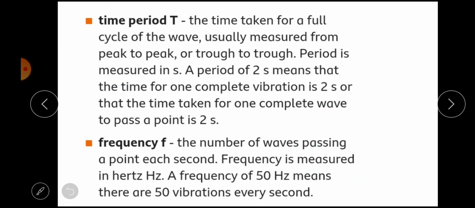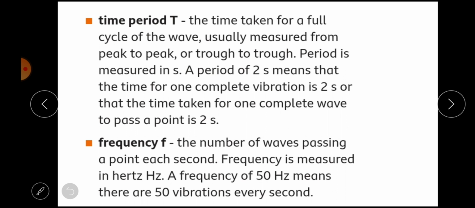Okay, let us continue. Then we have the time period, T. What is a period? A period is the time taken for a full cycle of the wave, usually measured from peak to peak or trough to trough. Period is measured in seconds. A period of 2 seconds means that the time for one complete vibration is 2 seconds, or the time taken for one complete wave to pass a point is 2 seconds. So the period is the time taken for one complete wave to form, or to pass a certain point.